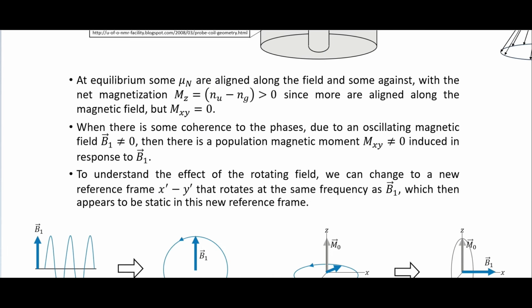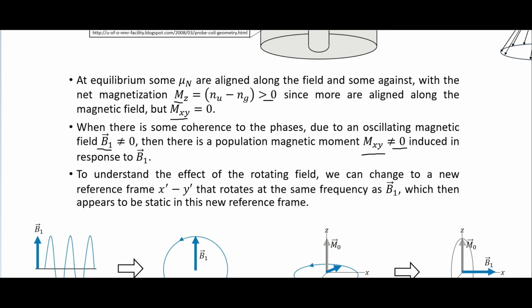So at equilibrium, our mu sub n are aligned along the field and sum up with a net magnetization of M sub z here, which is greater than 0, since more are aligned along the magnetic field. But as I said, we have an M sub xy of 0. When we turn on this B sub 1, we then get a magnetic moment in the XY plane, so that is no longer equal to 0. It's induced by this B sub 1.